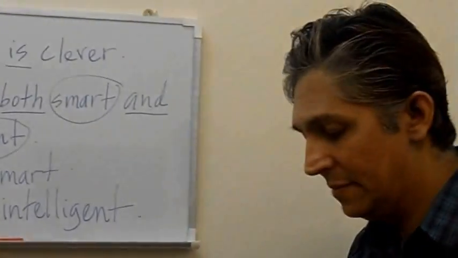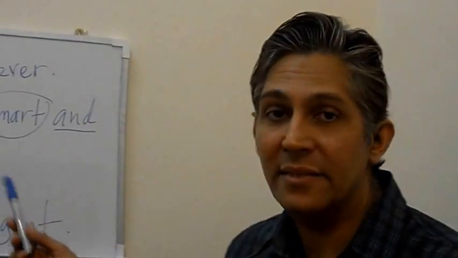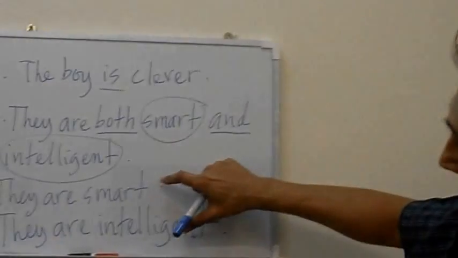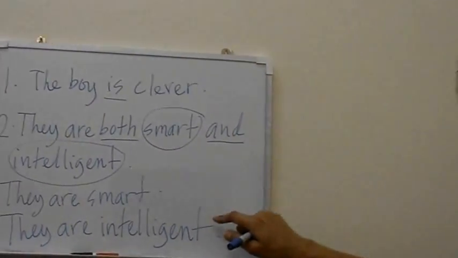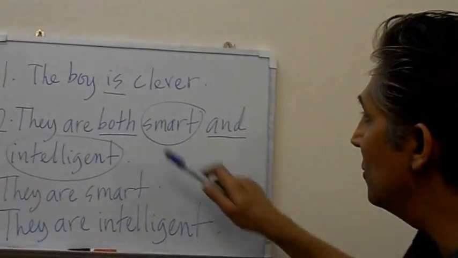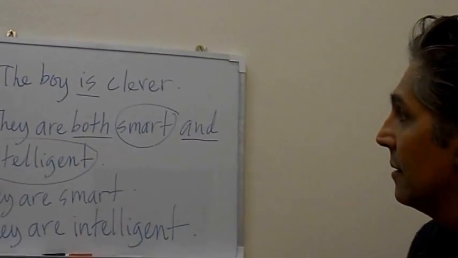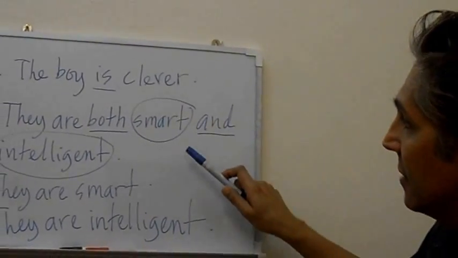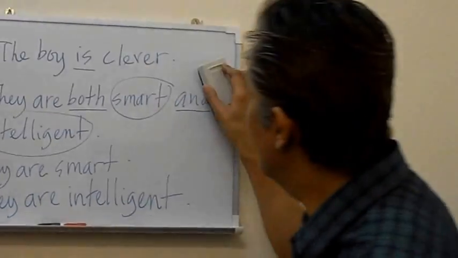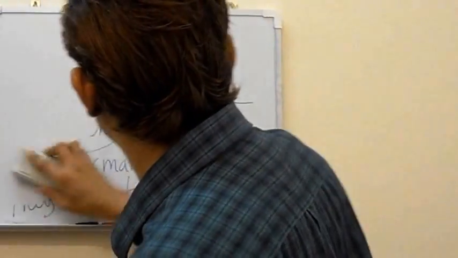Smart here means neatness in dress. So observe that the two sentences, they are smart and they are intelligent, have been combined into one sentence using the correlative conjunctions both and. Now in English language, this sentence is called a compound sentence. Now let's take an example of a third sentence.